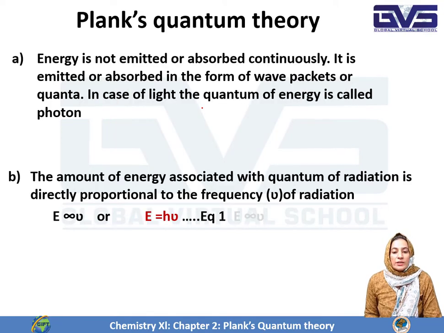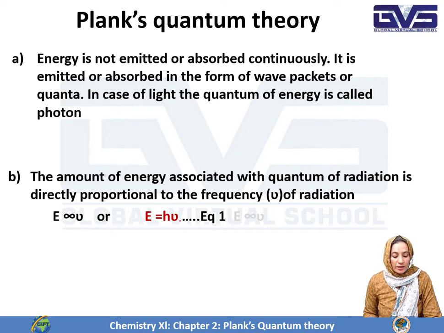The amount of energy associated with a quantum of radiation is directly proportional to the frequency of the radiation. If the energy is higher, then its frequency will be higher. If the energy is lower, then its frequency is lower. Or you can say low frequency means lower energy, high frequency means higher energy. And if you remove this proportionality sign, there is always a constant, in this case called Planck's constant. Previously in previous lectures we have learned about Planck's constant h.